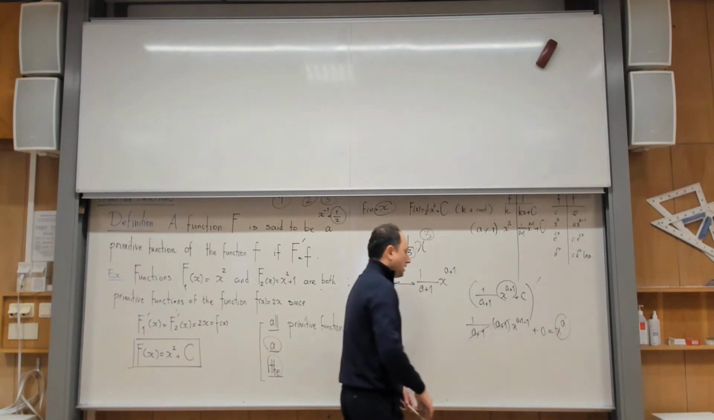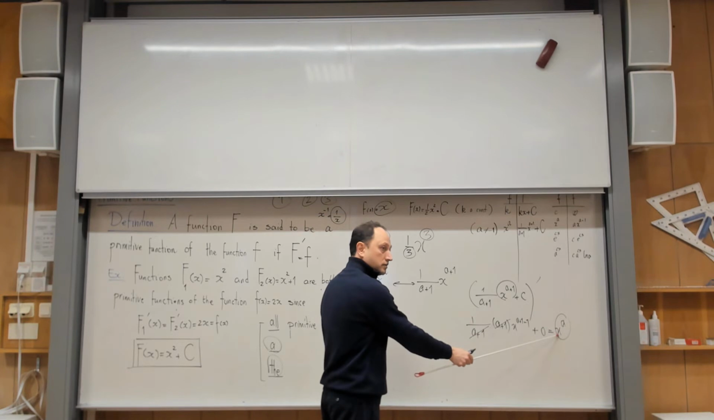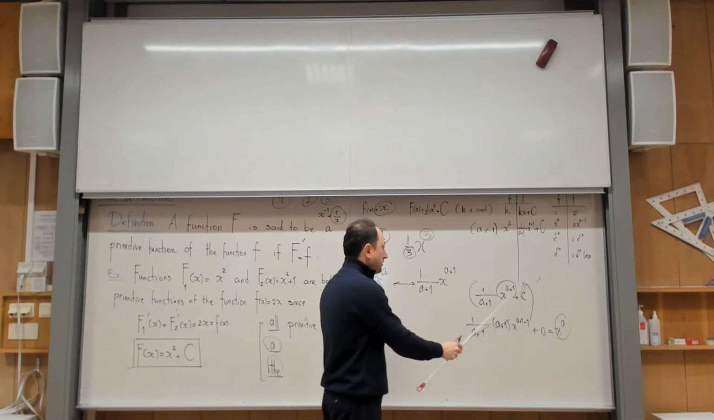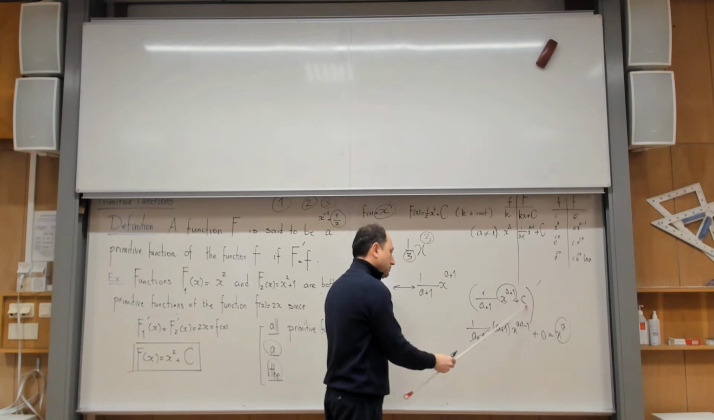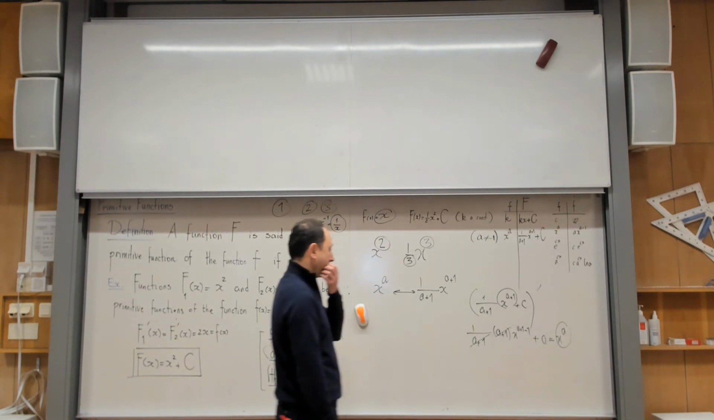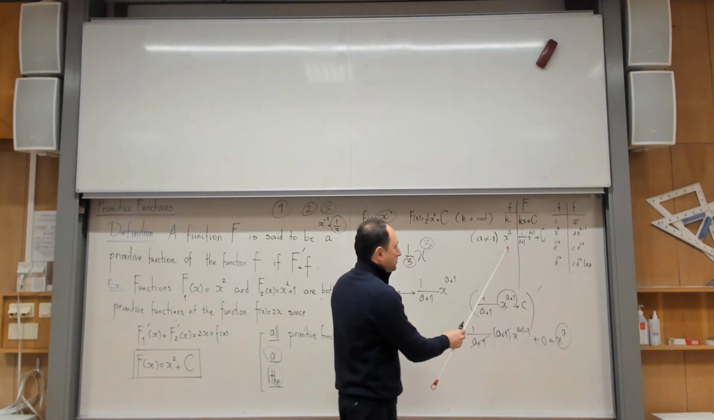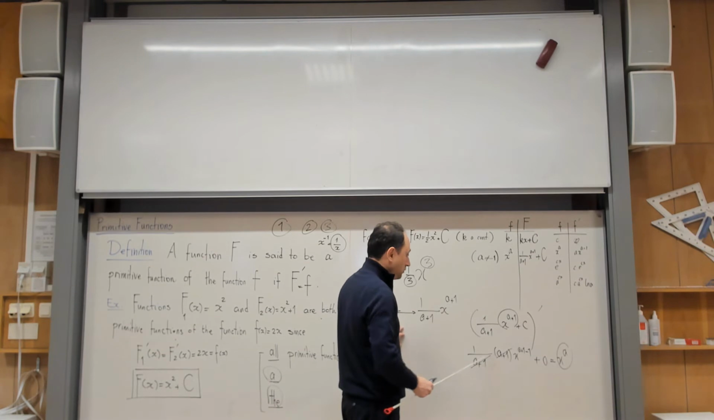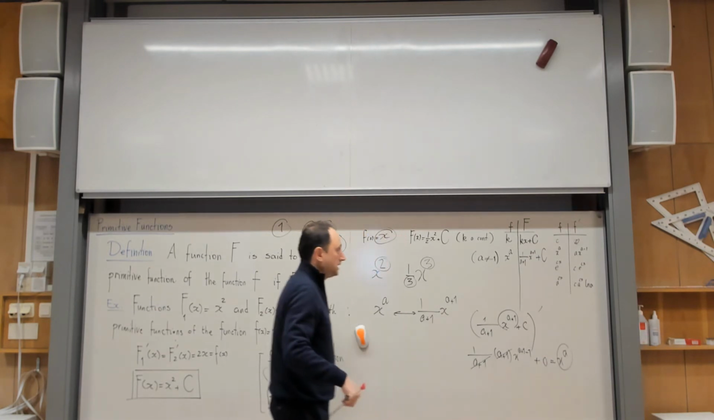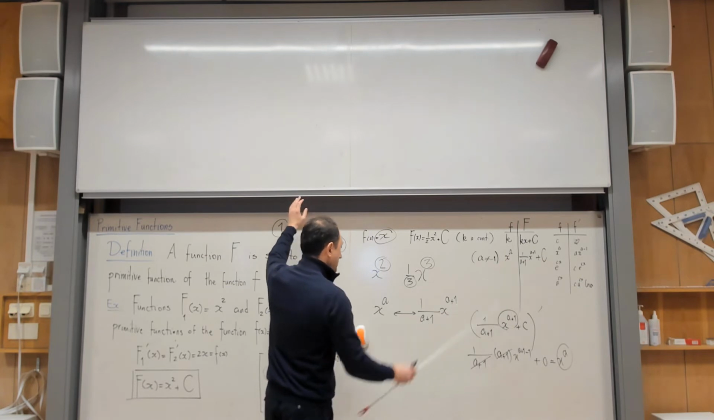So you see, I differentiated this function and I got this. This means that this function is a primitive function for x to the power of a. Essentially, we just guessed this formula is correct and then we proved our guess. Yes? But let me try to solve some problems using this.